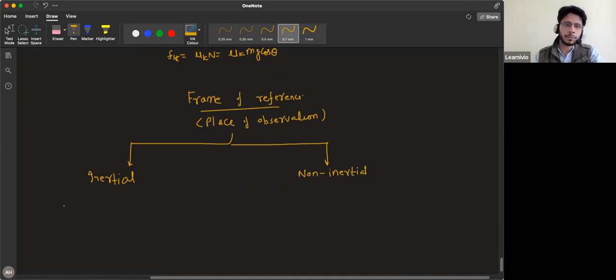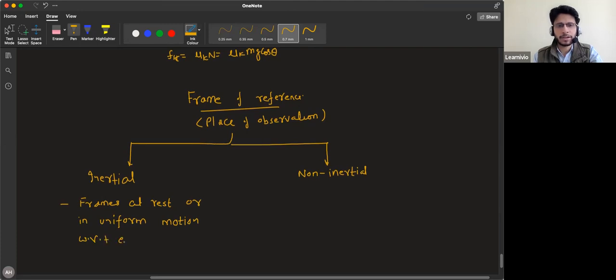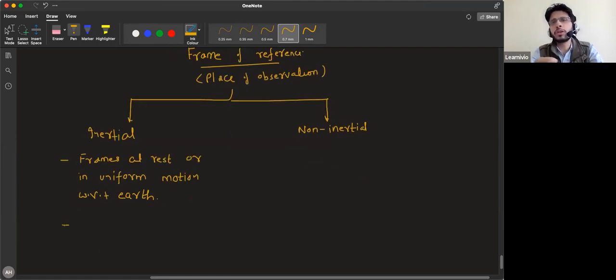So an inertial frame means frames at rest or in uniform motion with respect to earth. So frames which are at rest or in uniform motion with respect to earth are known as inertial frames. The special thing about inertial frame is you can use Newton's laws in inertial frame. Newton's laws are valid here. So Newton's laws are valid if you are in inertial frame.